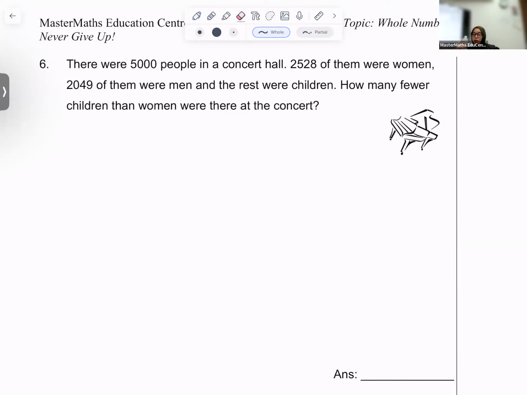Concert is a piano. Okay, at the piano lesson. Okay, so it's a concert. Okay, just ignore the picture. Okay, picture for decoration only. Okay, guys. So, is there a comparison phrase in this question?